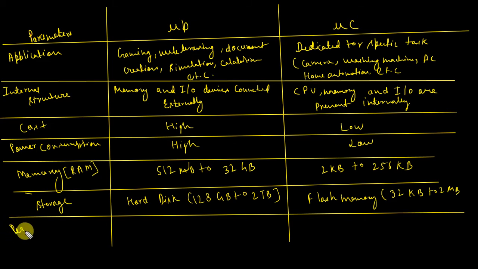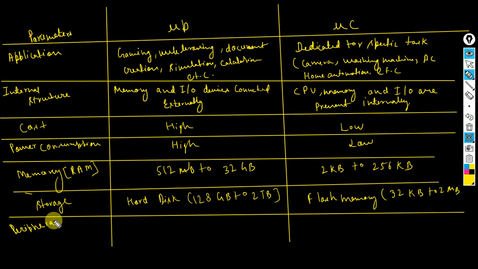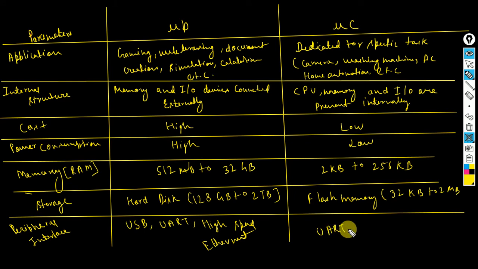Okay, and next is in terms of peripheral interface. In microprocessor, the peripheral interfaces are USB, UART, and high speed Ethernet. Okay, in microcontroller, the peripheral interfaces are UART, I2C, and SPI.